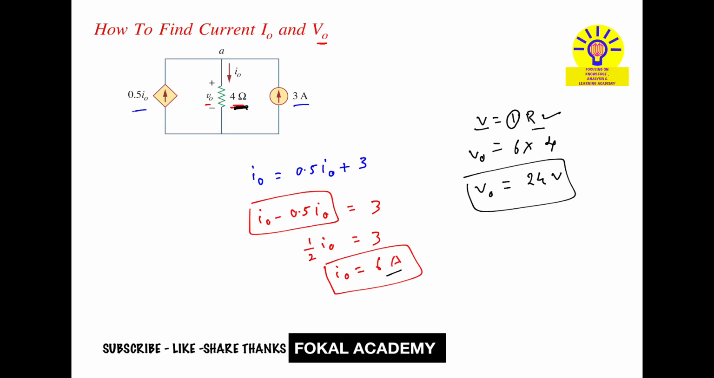So this is the process of simplification. This is the required current and this is the required voltage for the given problem.